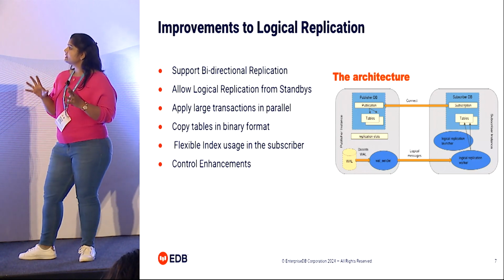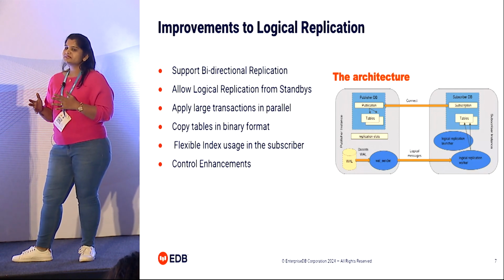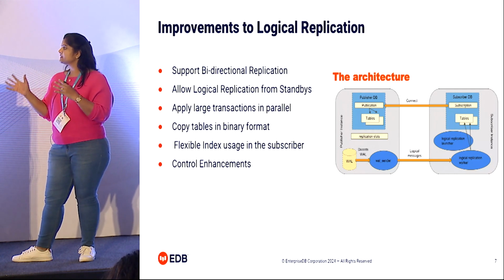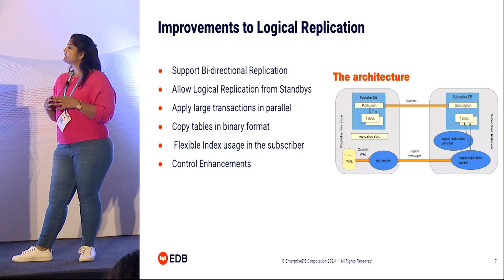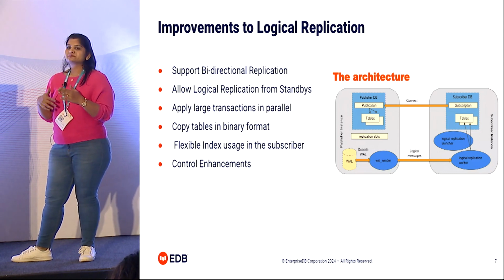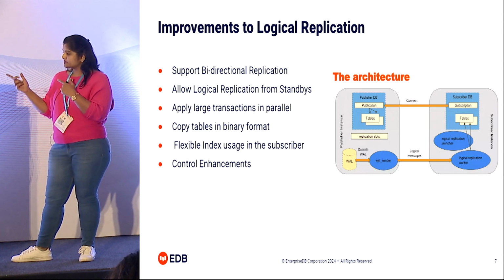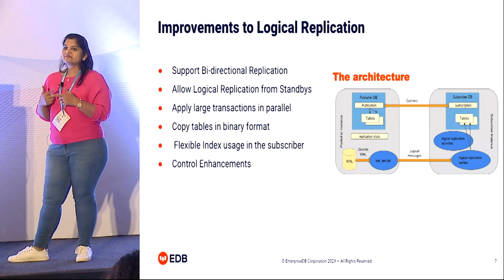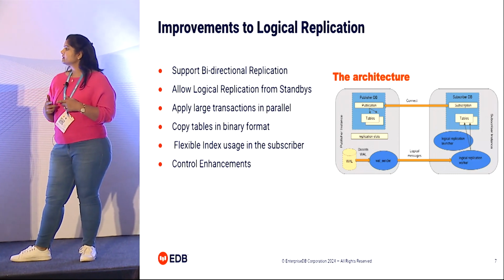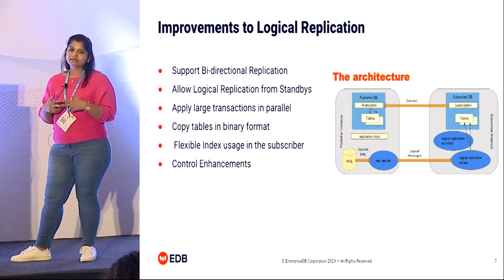So once the initial publication and subscription is set up, the initial synchronization happens. The snapshot of the data from the publisher node is copied to the subscriber node. This is called the initial synchronization phase. Once the copy is done, the subsequent changes to the publisher are sent to the subscriber as and when they occur in real time. And in the subscriber, these changes are applied in the order of the commit so that transactional consistency is maintained.